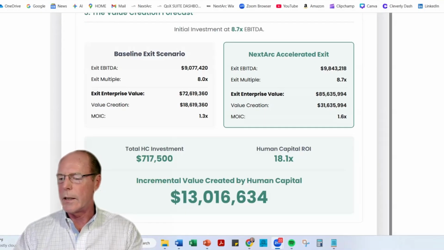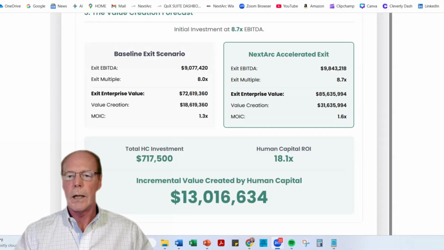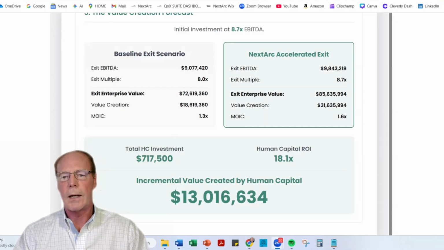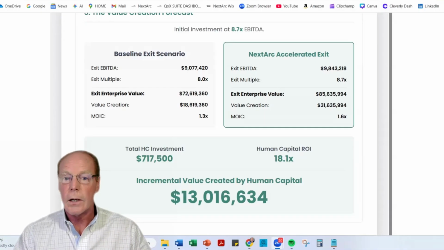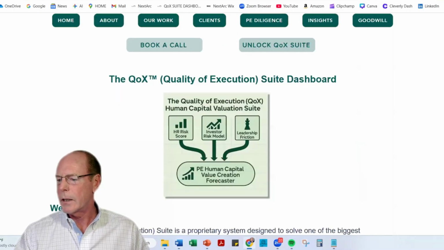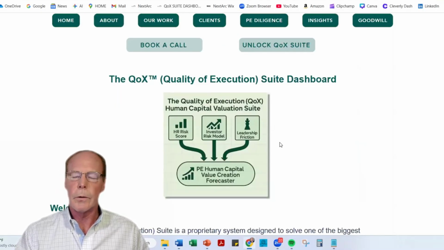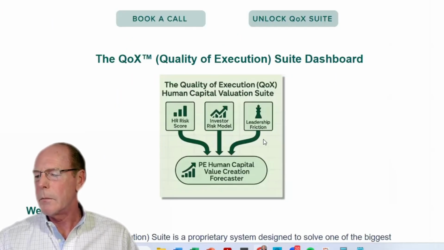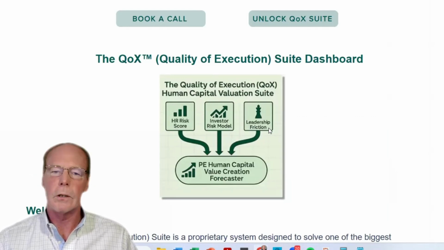And what you see on the screen is the bottom line, which is the culmination of those three inputs now forecasted forward. It's our entire turnaround thesis on a single screen, if you will. And so let me just back up a second to reference the three inputs. The diagnostic inputs were the HR risk score, the investor risk model, and the leadership friction model.